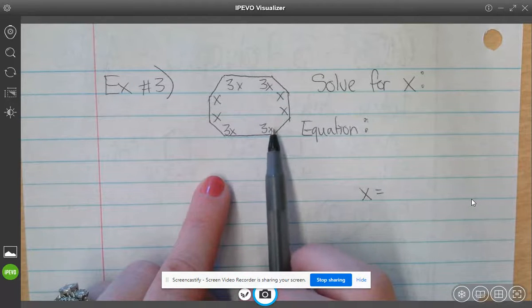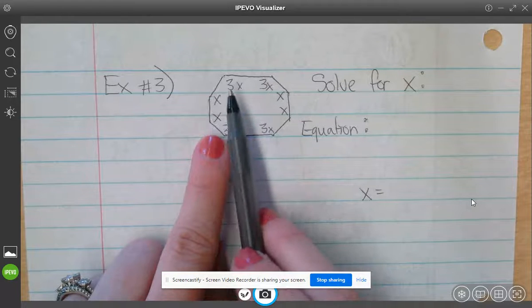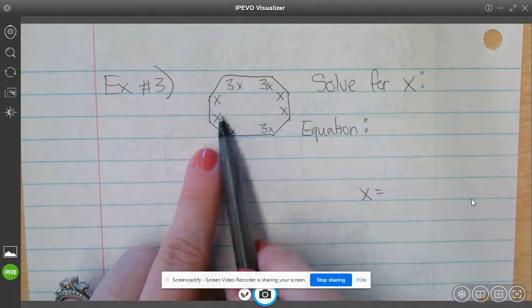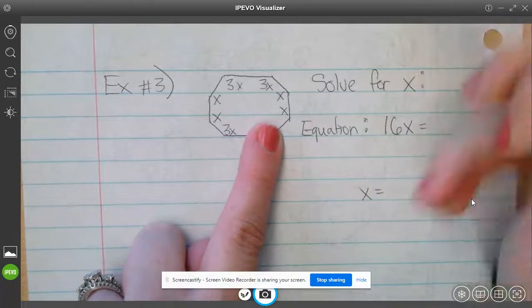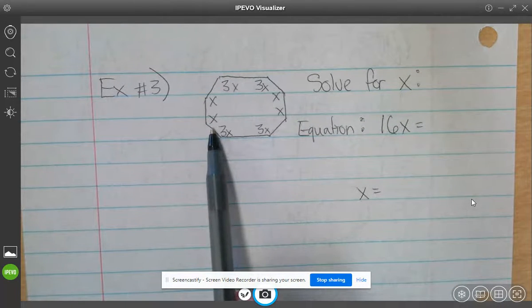How many x's do I have? Remember, these count as 3. So 1, 2, 3, 4. 3 times 4, that would be 12 x's right here. 13, 14, 15, 16 x's. How many sides does this have? 5, 6, 7, 8. So it's an octagon.